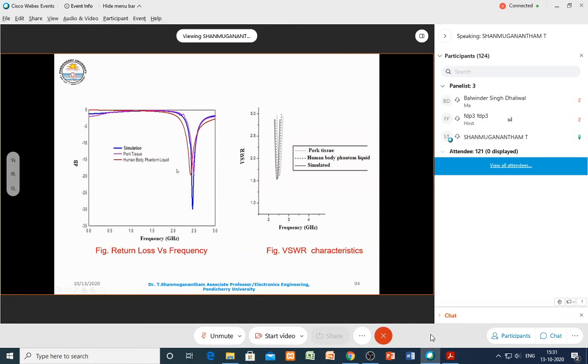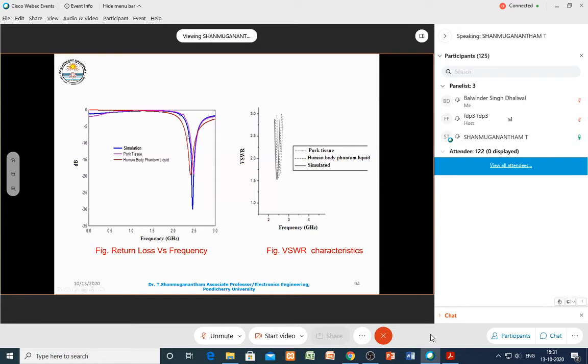And so this is the comparison of the simulation with the pork tissue and the human body phantom liquid. The human body phantom liquid is equivalent to the human body liquids, the same thing we prepared with a chemical preparation equivalent to the human body. Then we took the pork tissue, and we compared all of these with the simulation.